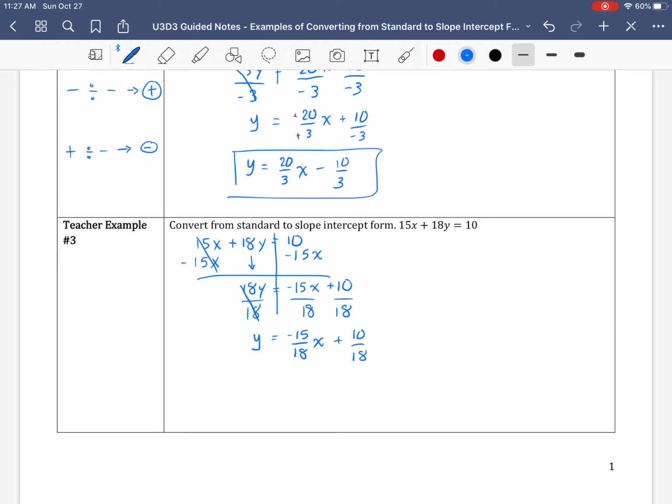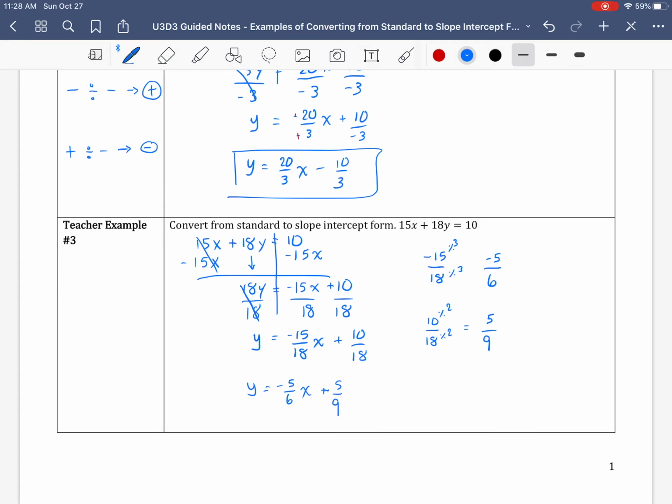And from here, we have to go through the process of simplifying our fractions. Now, negative 15 over 18, we know both the top number and the bottom number can be divided by 3. So if we do that, we get negative 5 over 6. So y equals negative 5 over 6 x. And then 10 divided by 18. Both of those numbers can be divided by 2, which will leave us with 5 over 9.